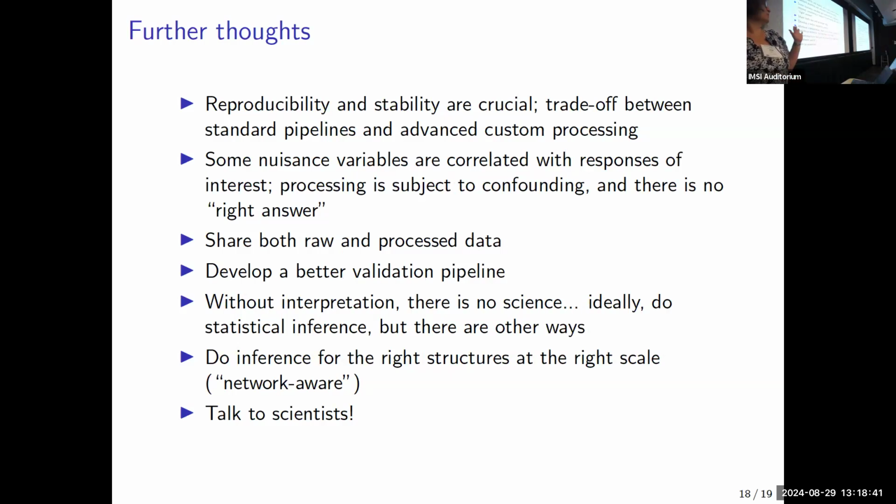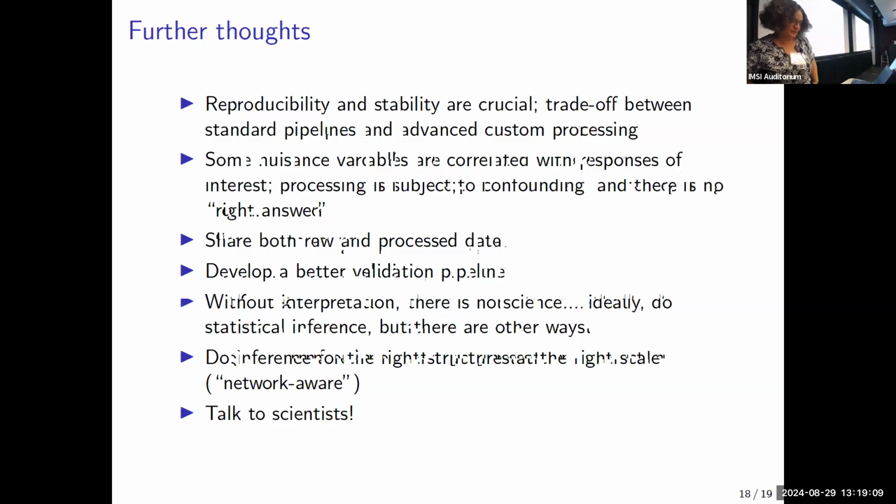And the bottom line is, I think without interpretation, there is no science. So otherwise, we can just leave it to AI and it'll do a better job than we will. So we want to do something like statistical inference. And if we can't get all the way there, other ways like variable importance. So we want to do it at the right scale, for the right structures. And the most important thing is talk to scientists. Many people have already said that, but you have to keep talking to them and making sure that you do something that is relevant.